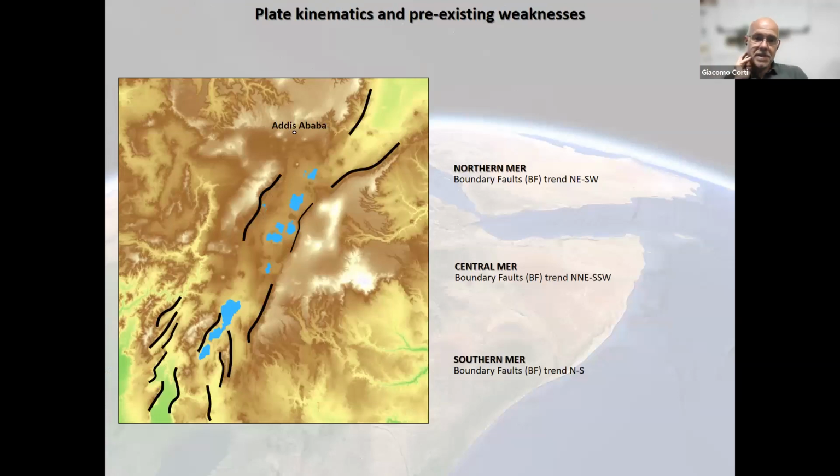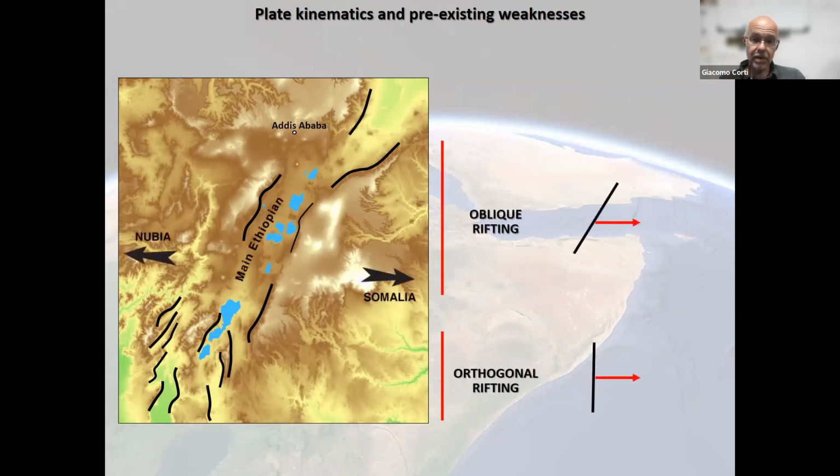And as you can see from the top view or the plan view map of these large boundary faults, there are significant variations in the trend of these large boundary faults, which pass from roughly north-south trend in the south to more northeast-southwest trend in the north. So we have a significant along-axis variation of the trend of these large boundary faults.